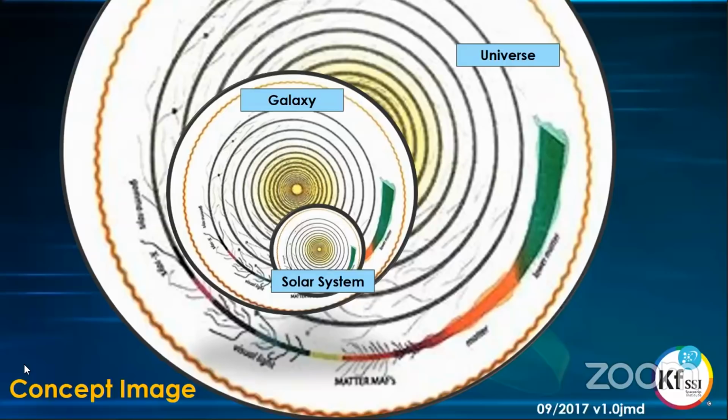And of course, every planet, every sun, every solar system has life. There's no place in the universe where there should be no life.